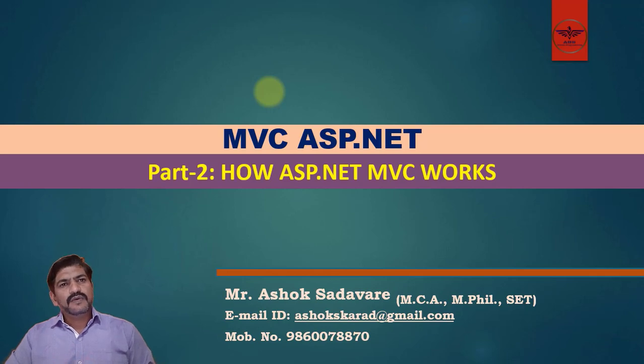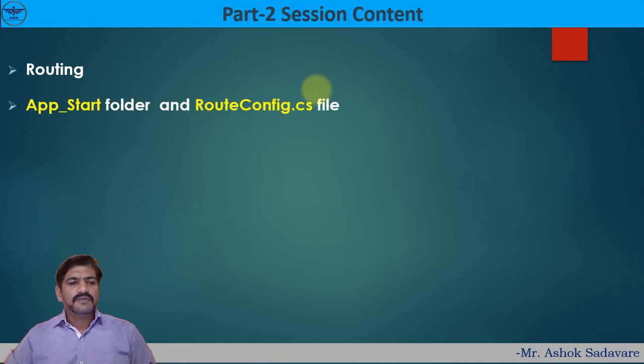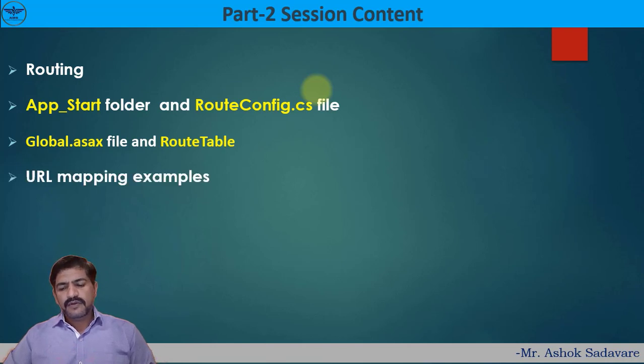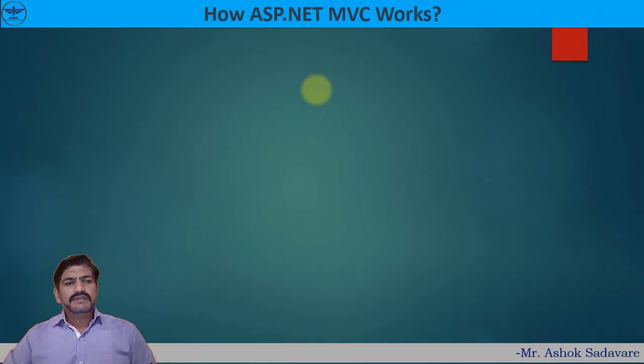In this session we are going to discuss how ASP.NET MVC works. The content of this session covers the concept of routing, the App_Start folder and the RouteConfig.cs file. We will discuss the RouteConfig.cs file, then the Global.asax file and route table, examples of URL mapping, and the naming conventions in the ASP.NET MVC framework. So let's start with how ASP.NET MVC works.